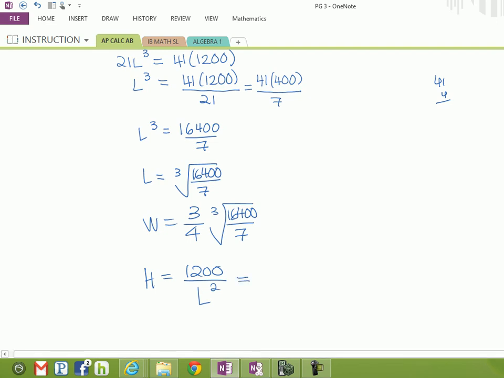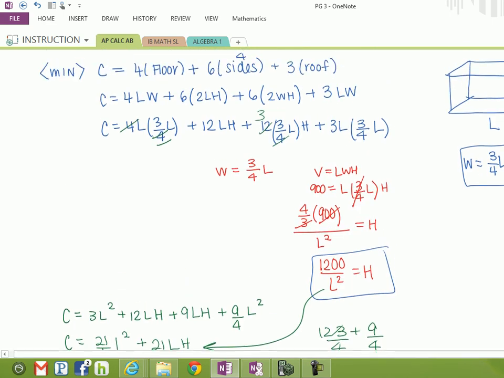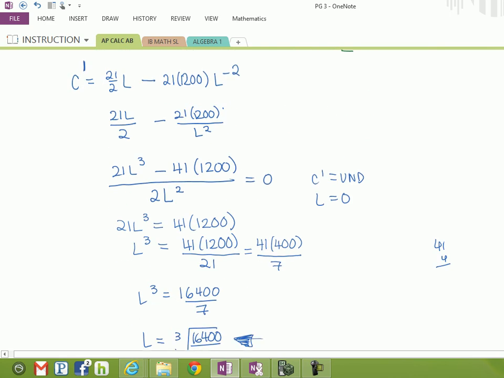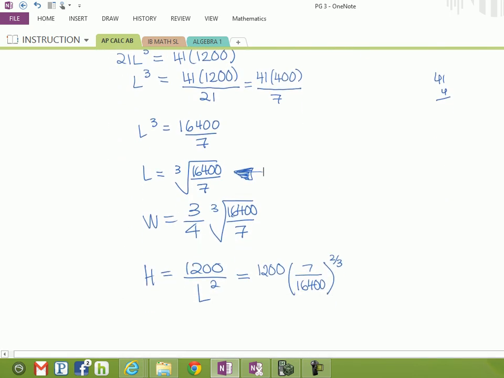Dividing by L squared is the same thing as multiplying by its reciprocal. So 7 over 16400 to the 2/3 power. How did I get that? I took this thing, which is 1/3 power, and then I flipped it, and then squared it. So the units, I believe, were, let's go back up, feet. So feet here, and feet here.